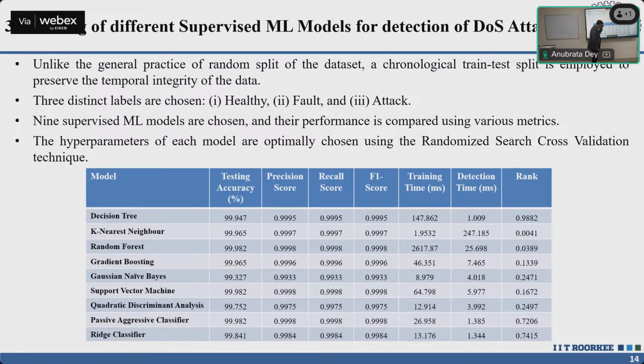Now this is again the detection of DoS attack. Once we have done all these attacks, we have to detect them. For that, again we have considered various classifiers: decision tree, KNN, random forest, gradient boosting, and so on. Then we calculated several parameters, starting from accuracy, precision, recall, F1, training time, detection time, and rank. Rank we will discuss later on. This is what we have calculated here.